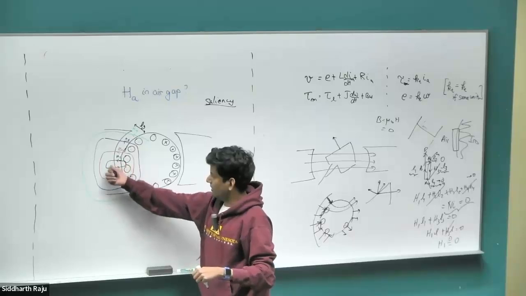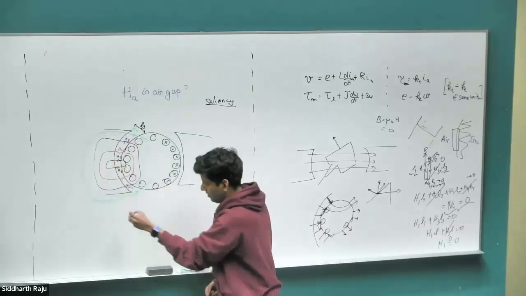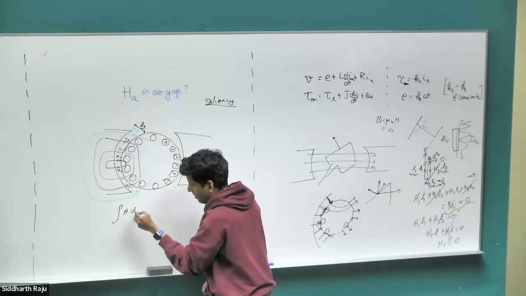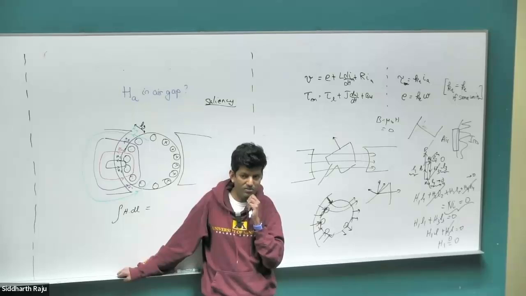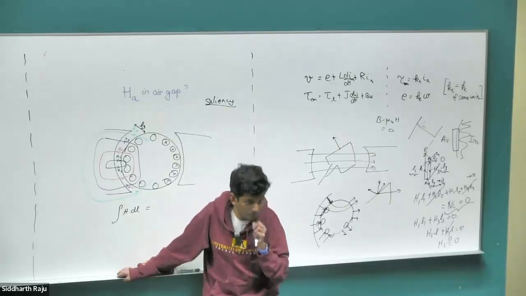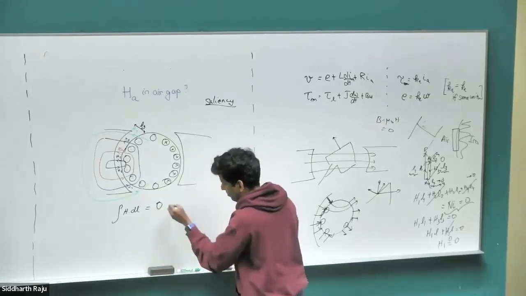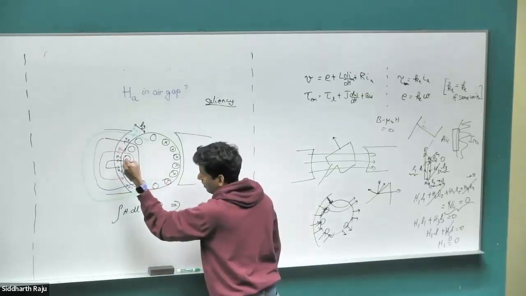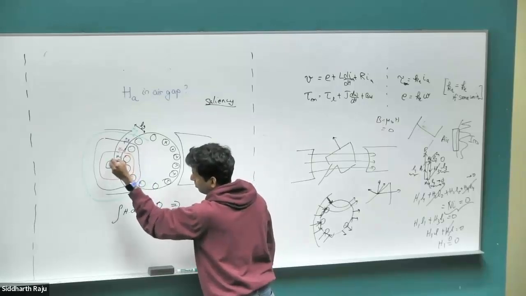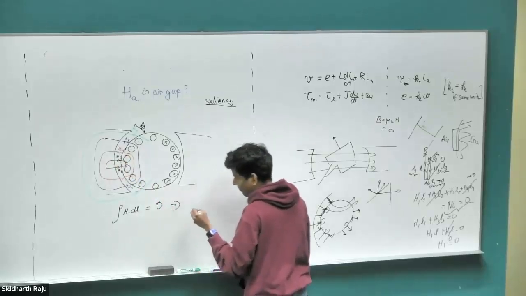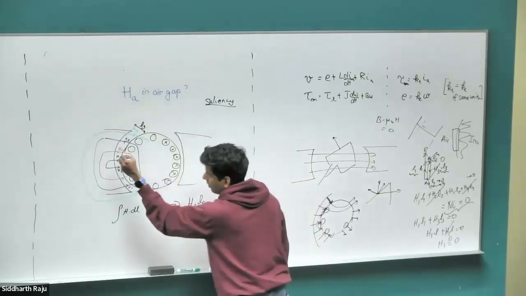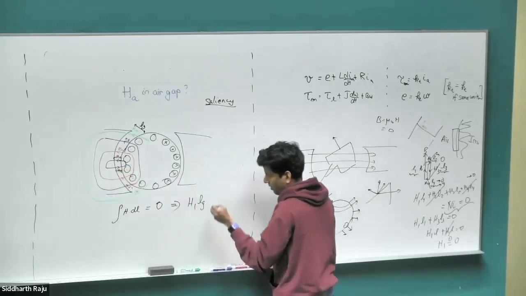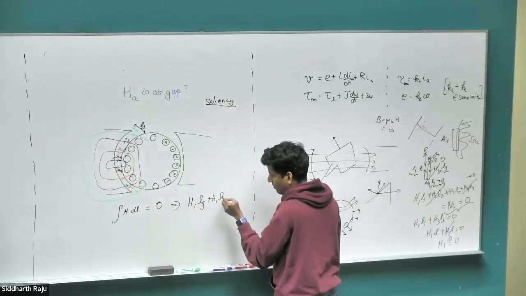Okay, so if I go around and integrate the H field here for the black loop, what would that mean? Integral H dot dl. 0, there's no current. Perfect. And again, we already made the assumption that the core is not saturated, so in the iron, H is equal to 0. So we just have H1 times Lg going in this direction, and then coming out in the other direction, H1 times Lg.